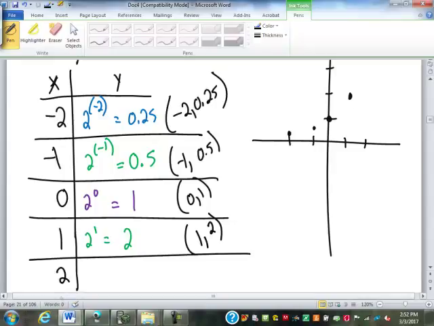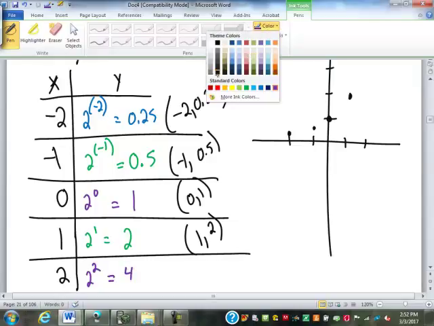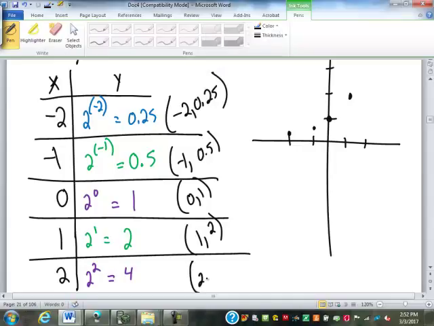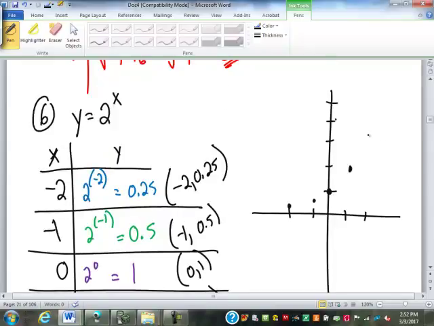When x is 2, y is going to be 2 to the power of 2. 4. Good. So we get the ordered pair x is 2 and y is 4. It just doubles. It's going to double every time, exactly. And this is what we get, a curve.